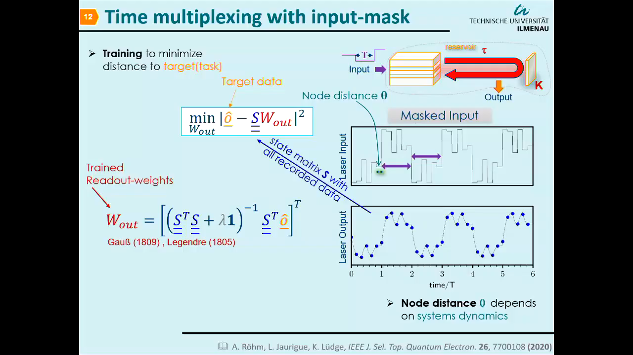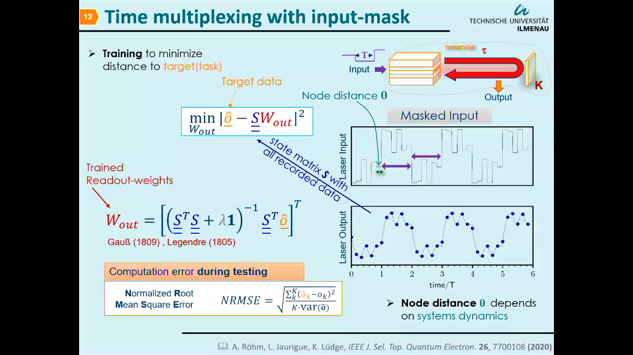And then, of course, we need to know, is it working or not? So we need some kind of measure to determine if we did good or not. And that will be, in my case, this normalized root mean square error, which is just the distance between target and output. So what I want and what I have, normalized to the variance of the target. Then we have basically everything together to operate our laser as a reservoir computer.